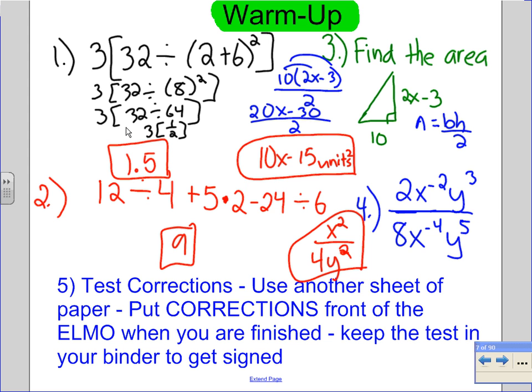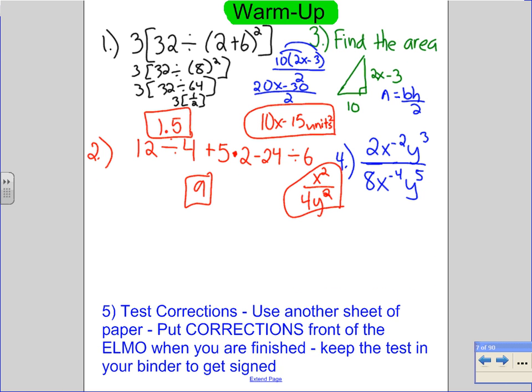Okay. Number 2, let me move this. Okay, Matt, so hopefully you were seeing this. That was divided by times divided by. Okay, what's the very first thing you should do in this problem? Okay, that's why you messed up. So you multiply and divide from left to right. So I would start with this. 12 divided by 4 is 3.